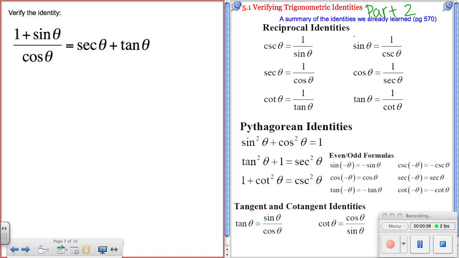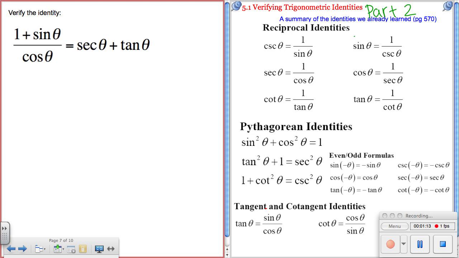Now that we're ready to go, we're going to take a look at our first verification. We're trying to verify that 1 plus sine theta over cosine theta equals secant theta plus tangent theta. Now, the first thing, remember, we have to decide is which is the more complicated side. And it's a little hard to determine here because they both have a bunch of pieces. So, let's go ahead and just start with the left for now. I'm going to start with this left side, the 1 plus sine theta over cosine theta.